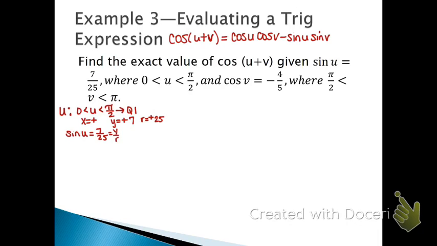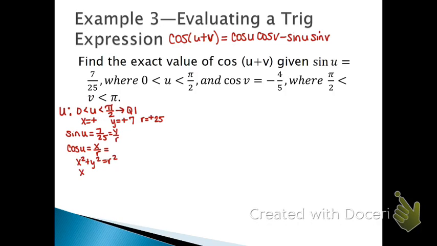Okay, now we also need to know cosine of u, but did they give me that? No, so I need to go find cosine of u. How? You could say cosine is x over r. And then we'd have to find x, wouldn't we? Yep. You could use Pythagorean identities if you wanted to: sine squared plus cosine squared equals 1, and work your way through it. I seem to like the x, y, and r. So how am I going to find x? x squared plus y squared equals r squared.